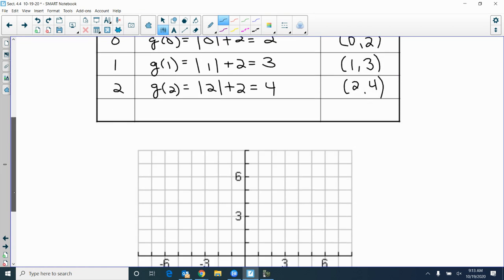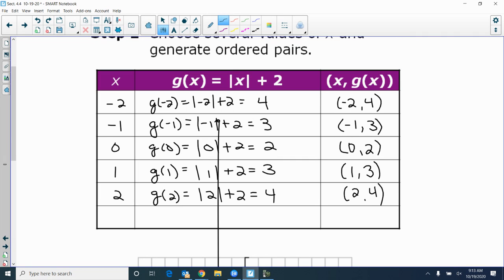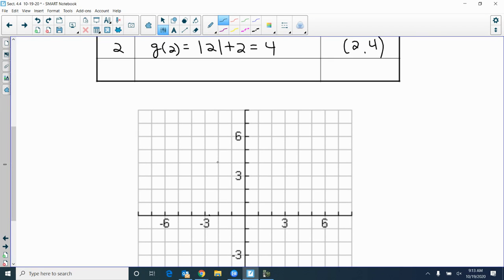We have to connect these. So we said -2, 4. We said -1, 3. Said 0, 2, and now here's where we see the V shape. You get 1, 3, and 2, 4. So you should definitely see where that changes direction.